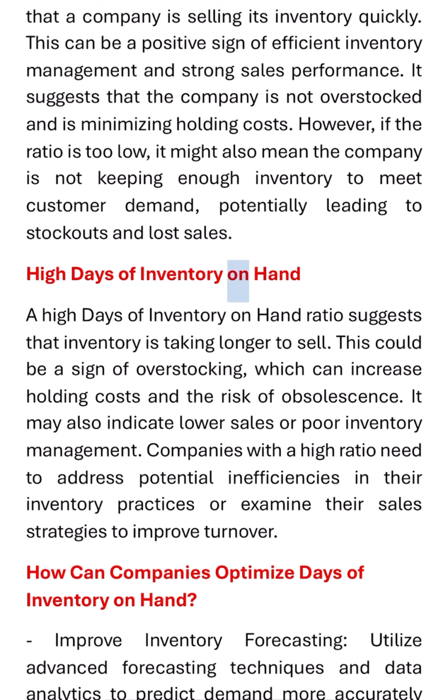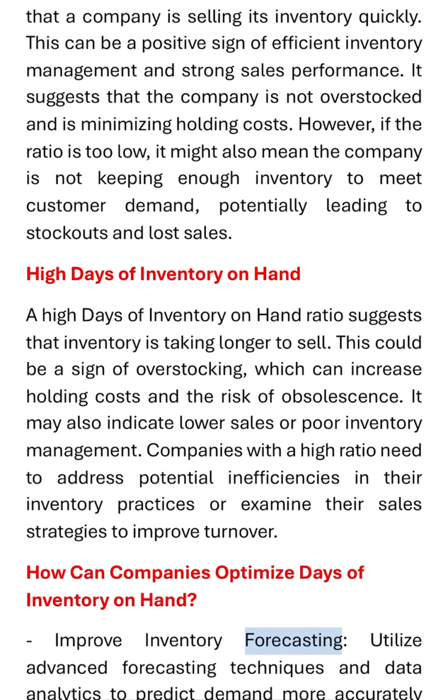High days of inventory on hand. A high days of inventory on hand ratio suggests that inventory is taking longer to sell. This could be a sign of overstocking, which can increase holding costs and the risk of obsolescence. It may also indicate lower sales or poor inventory management. Companies with a high ratio need to address potential inefficiencies in their inventory practices or examine their sales strategies to improve turnover.